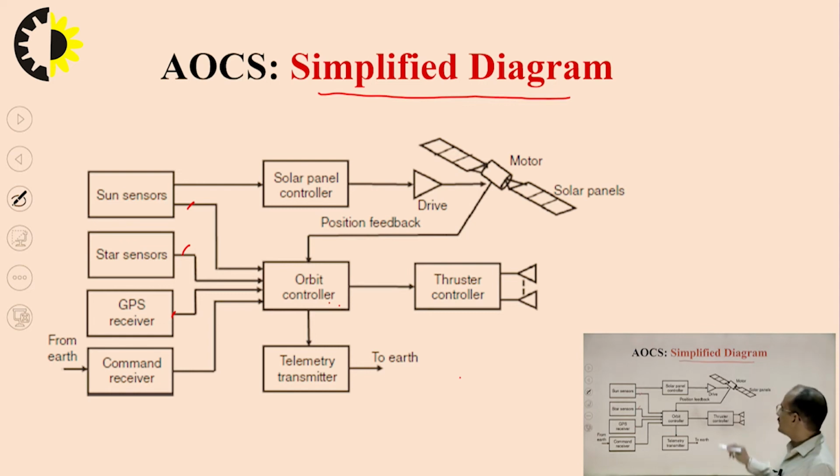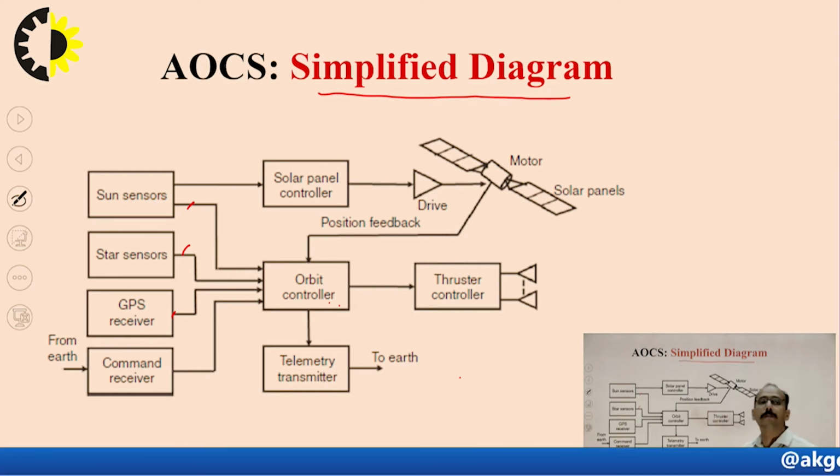You can see that we have some solar panel controllers also, so that you can maintain the position of the solar panel as per the requirement. So there is also feedback provided so that the solar panel arrangement can be maintained. So this is about the attitude and orbital control system.